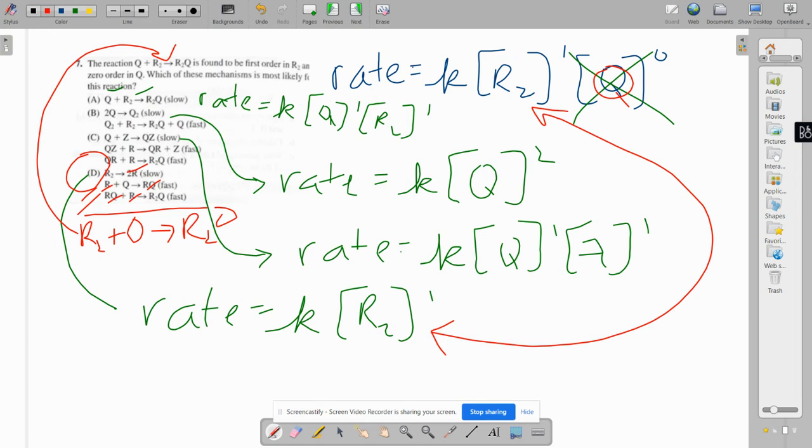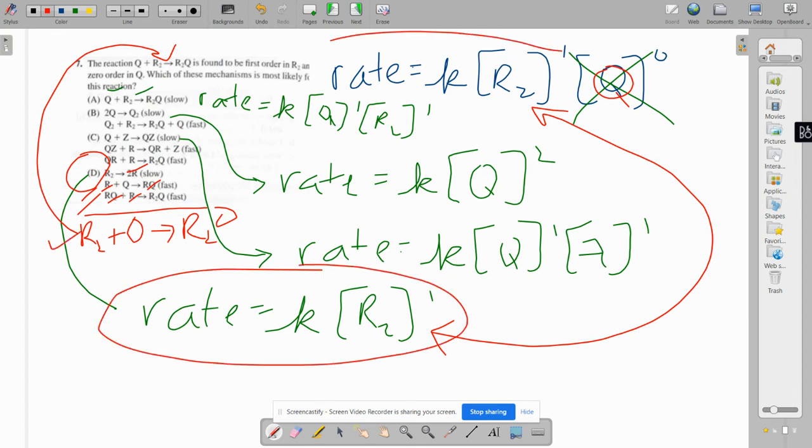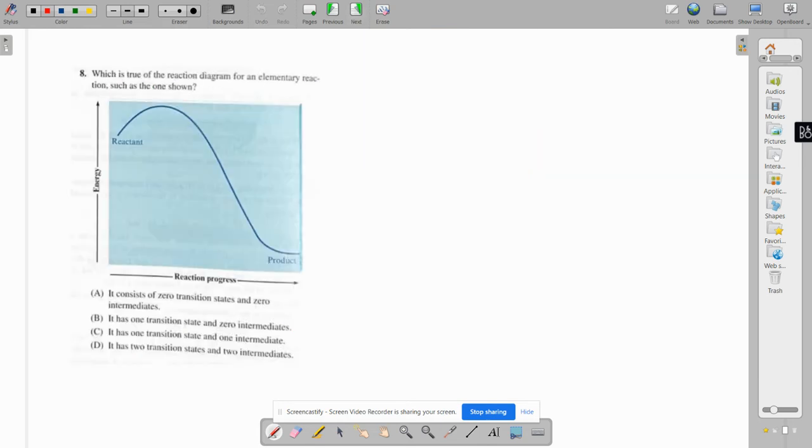The elementary steps add up to equal the overall, and the rate law of the slow step matches the experimentally determined rate law. Great question. I absolutely love that one. So that's number 7 about mechanisms. All right, let's see what else we got. Ooh, a graph.